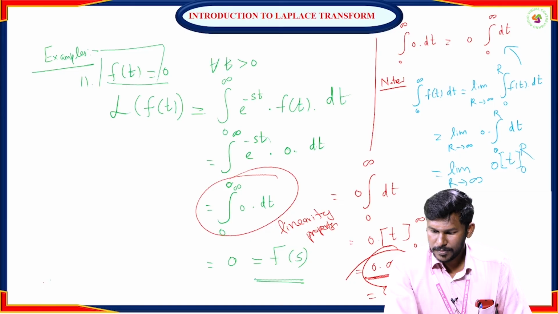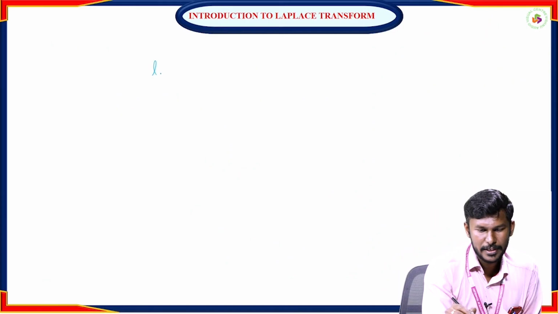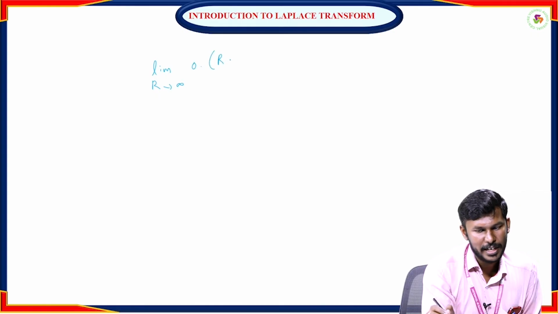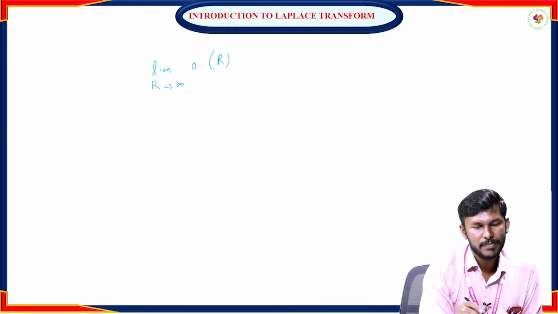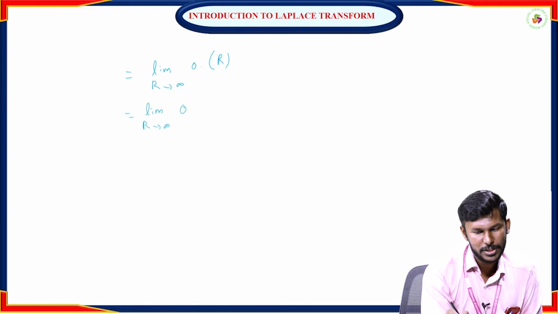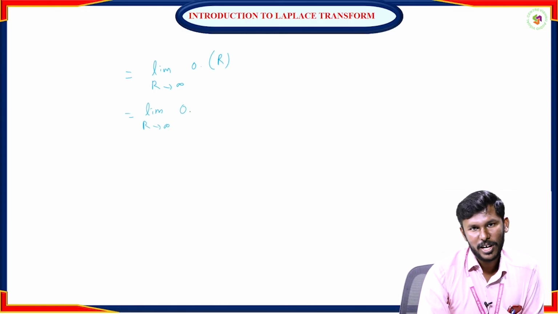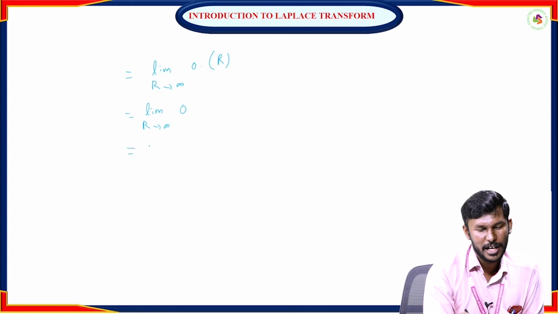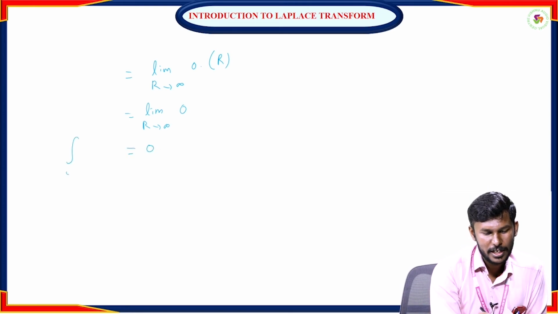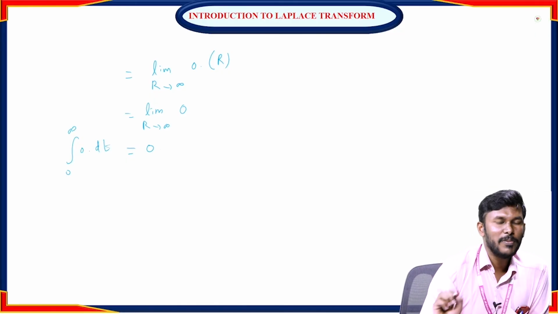Okay, so limit r tending to infinity, 0 times r minus 0, it is r only. Now 0 into r anything will be there. Now it is 0, limit r tending to infinity, it is 0. Now after that we are applying that there is no r involving that, therefore the answer is 0. So integral 0 to infinity 0 into dt is 0 based upon this.